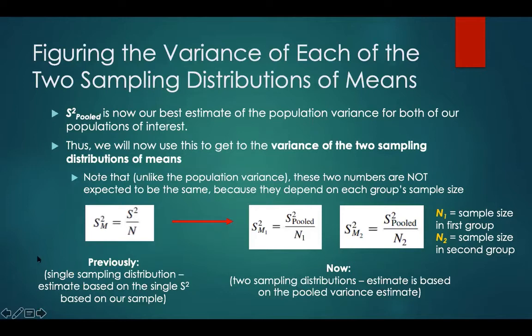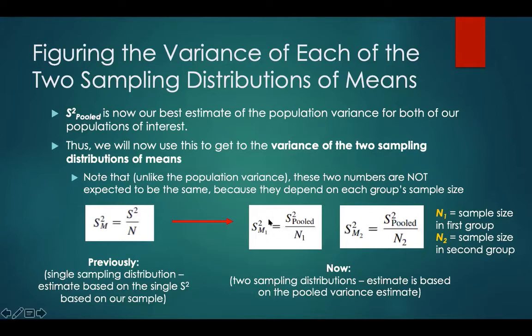Now, the next step is to figure the variance of each of the two sampling distributions of means. Now, S squared pooled is now our best estimate of the population variance for both of our populations of interest. Thus, we will now use this to get the variance of the two sampling distributions of means. Now, note that unlike population variance, these two numbers are not expected to be the same because they depend on each group's sample size.